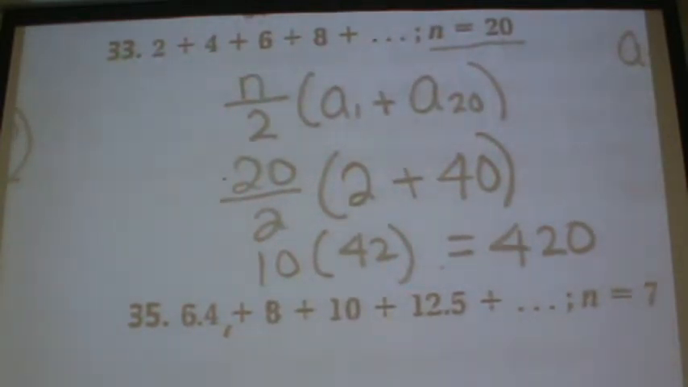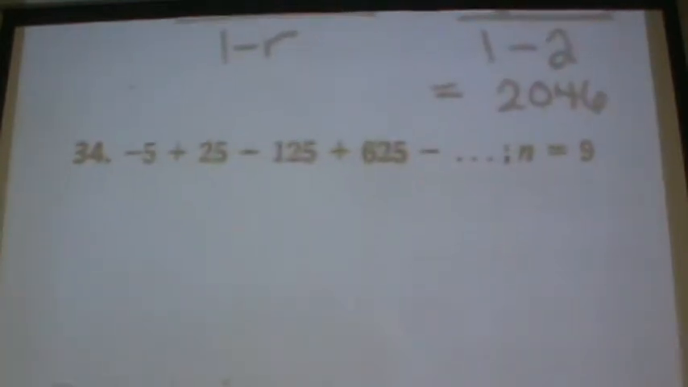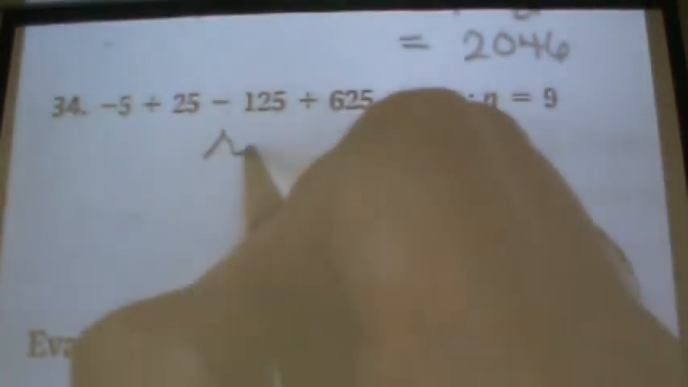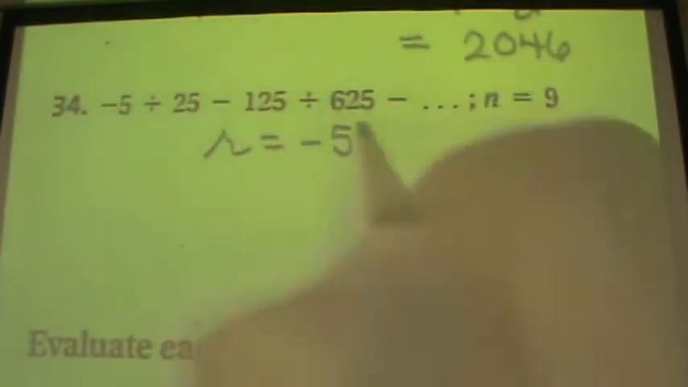Next one, 34. Give you a minute here. Tell me what kind of sequence it is. Geometric. Why is it geometric? Because you're multiplying by what? Negative 5. So R is negative 5. What's the formula?